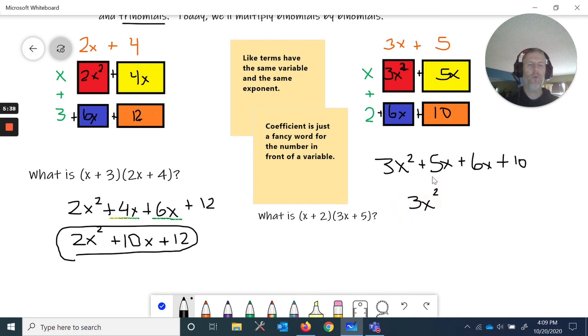So we have a 3x squared. There's no other x squared terms. 5 plus 6 is 11x. And we have one constant term. Remember, that's just a number without a variable on it. And that's 10. So my solution there, you can see I drew through it as 3x squared plus 11x plus 10. And so you get a chance to see me do one, try one, and I hope that made sense for you.